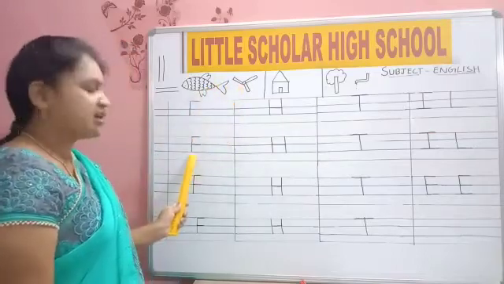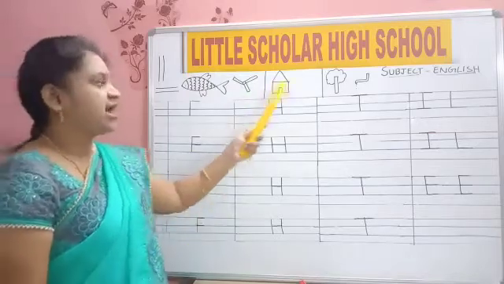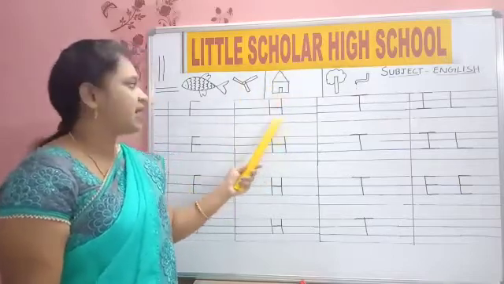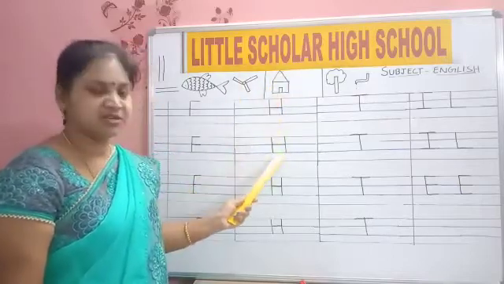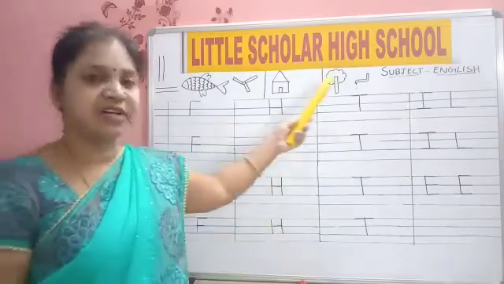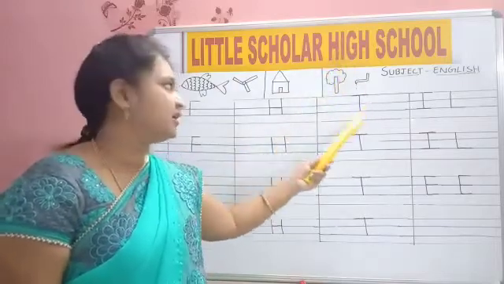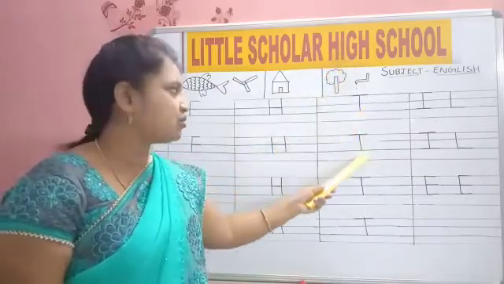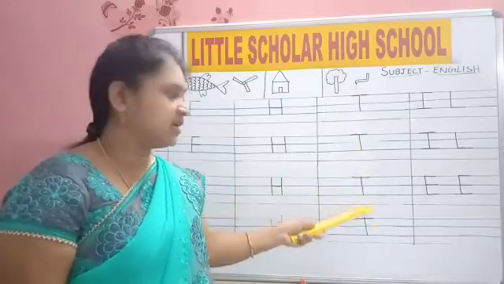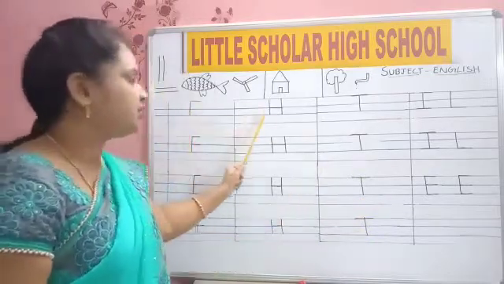F. H for hut, H for house, H for horse. H. Capital H. T for tree, T for tap, T for teapot, T for table. Capital T. How to write capital T? See the board. Capital T. So today we have learned F, H, T.